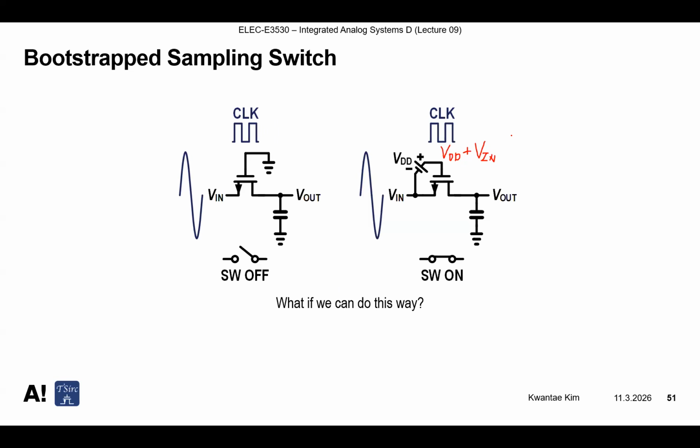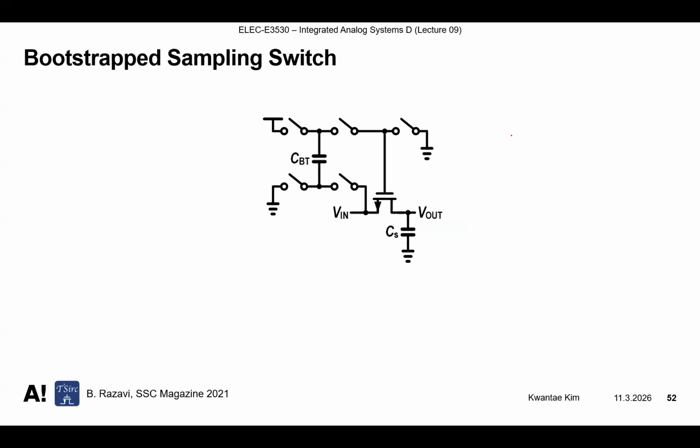So what we can do this way. This is the concept of the bootstrapped sampling switch, and let's go through it. VGS equal to VDD across all V in range can be achieved. This goes to input independent. So it was input dependent R on. Now it is input independent R on. Yes, but how? This will be part of your CED exercise 7.